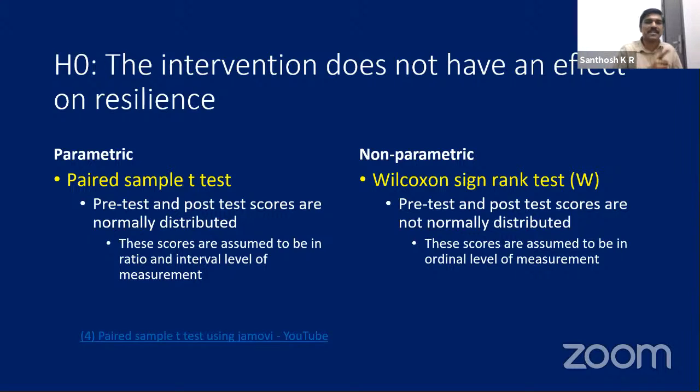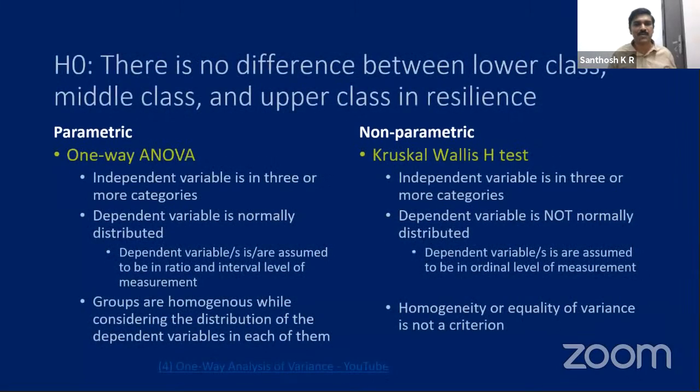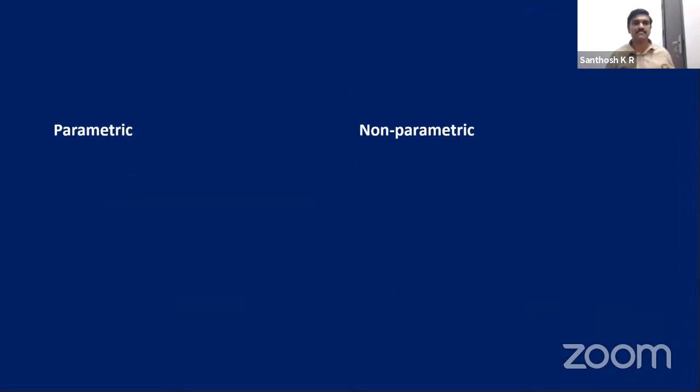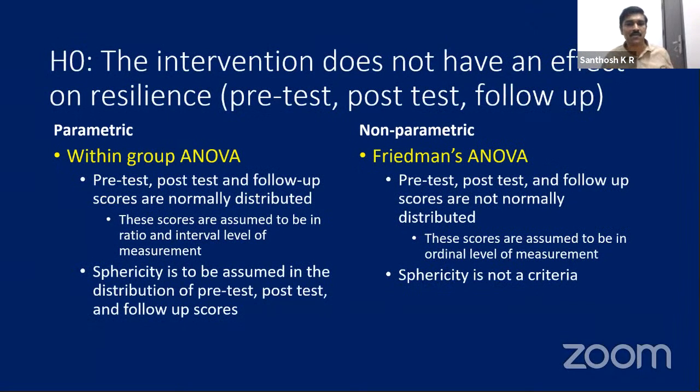What happens if there is a pre-test and post-test and follow-up test? Then we cannot do these parametric and non-parametric tests. We cannot use this. Then we have to do some other thing, which we call as what? We'll call it a repeated measures ANOVA or within group ANOVA.